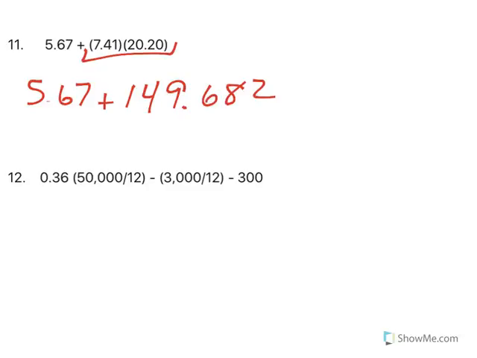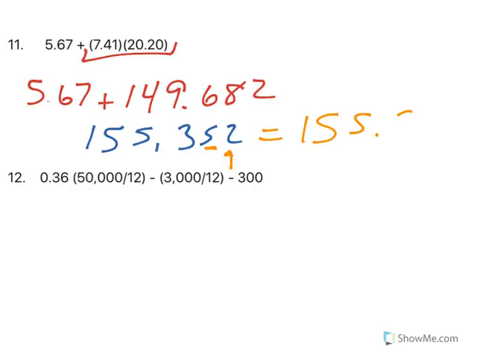Number 11, we are going to multiply before we add. So 5.67 plus, when I multiply those together, I get 149.682. When I put those together via addition, I get 155.352. Round to the nearest cent, 2 rounds down, 155.35.